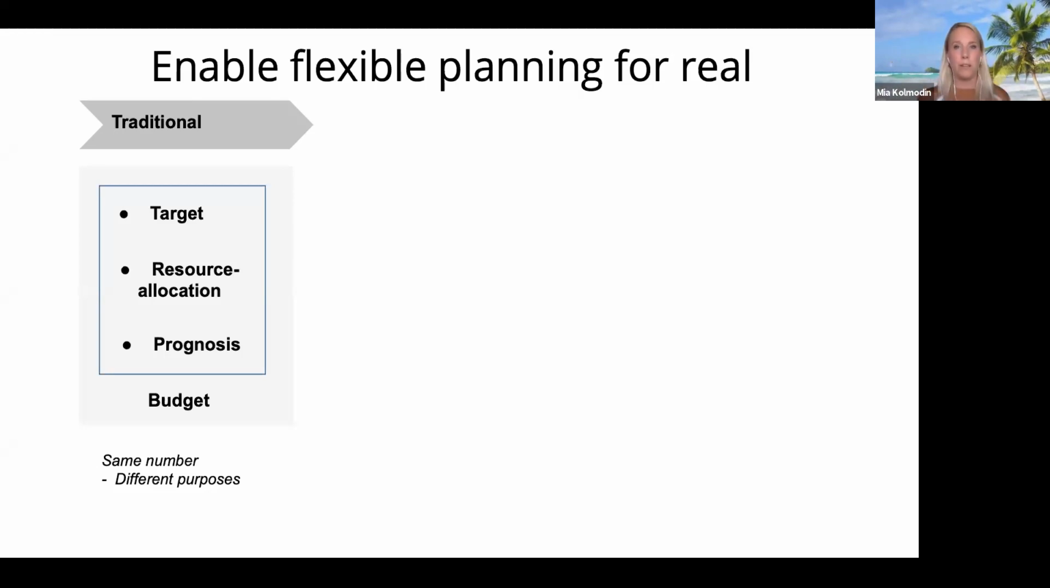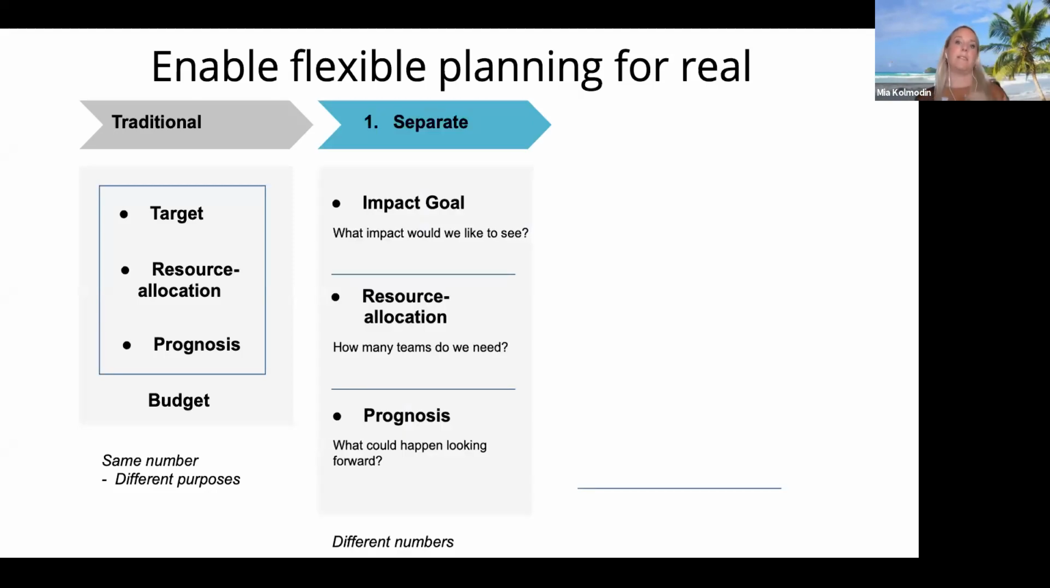So this is a wasteful process that doesn't really support the flexibility and dynamic that you need in a VUCA world. So instead, you need to separate these different things. You work with the target as an impact goal. So what would we actually like to see happen, the impact? And we work with resource allocation as one separate thing, and that's actually the teams that we have. So how many teams do we need? And prognosis. So how does it look ahead?